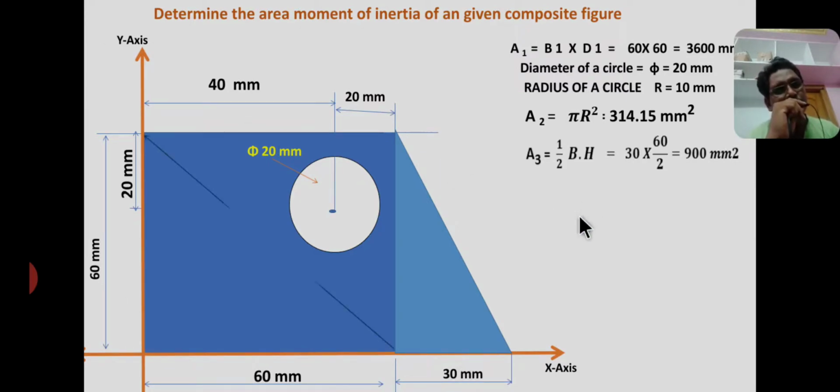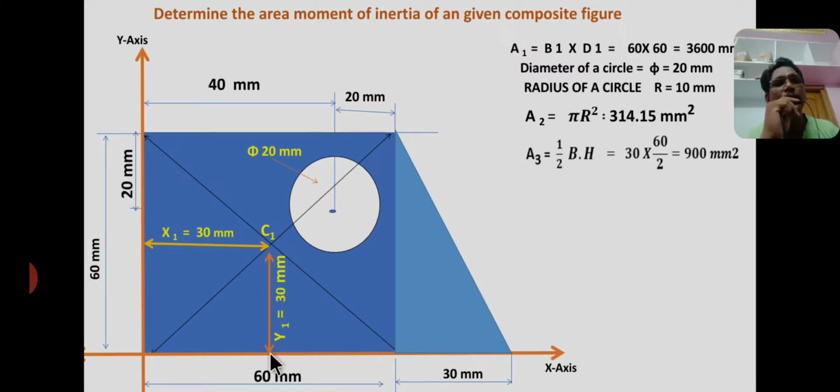Okay, now I am drawing the diagonal lines to locate the centroid of the rectangle. The intersecting point of these two diagonals is C1, the centroid of the rectangle, at a distance of x1 from the y-axis, that is half of the base. The base of the rectangle equals 60 mm, so x1 equals 30 mm, and y1 is the distance from the x-axis, which is also half of the height, that is 60 by 2 equal to 30 mm.